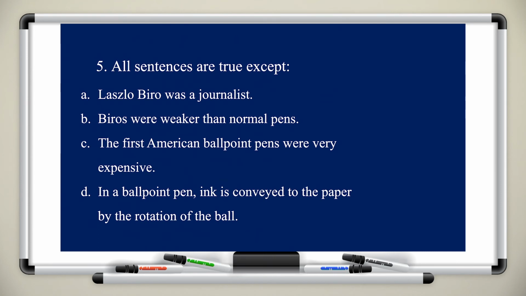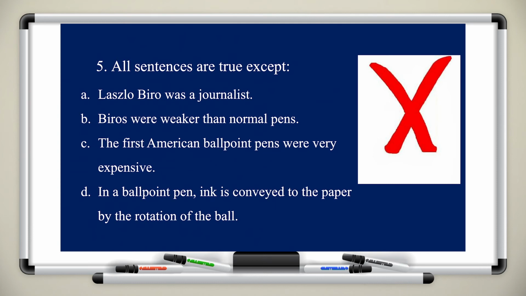Number 5, all sentences are true except for one. So 3 of them are true and 1 is a false statement. We want to find that false statement. So Laszlo Biro was a journalist, or Biros were weaker than normal pens, or the first American ballpoint pens were very expensive, or in a ballpoint pen, ink is conveyed to the paper by the rotation of the ball. So of course, Biros were weaker than normal pens. That's not true. They were not weaker.